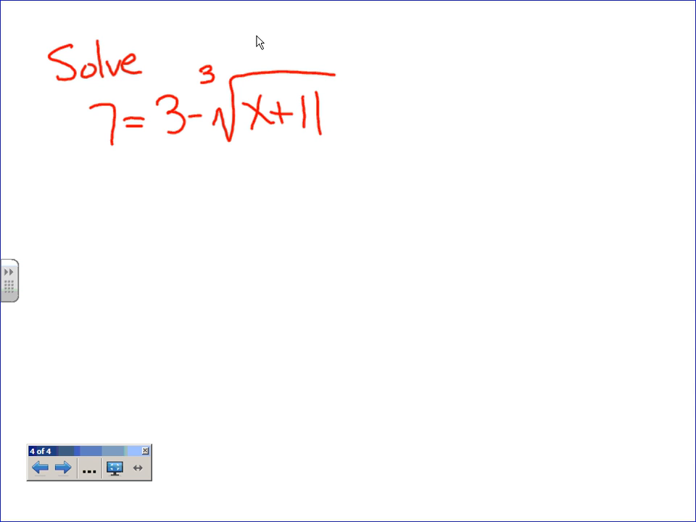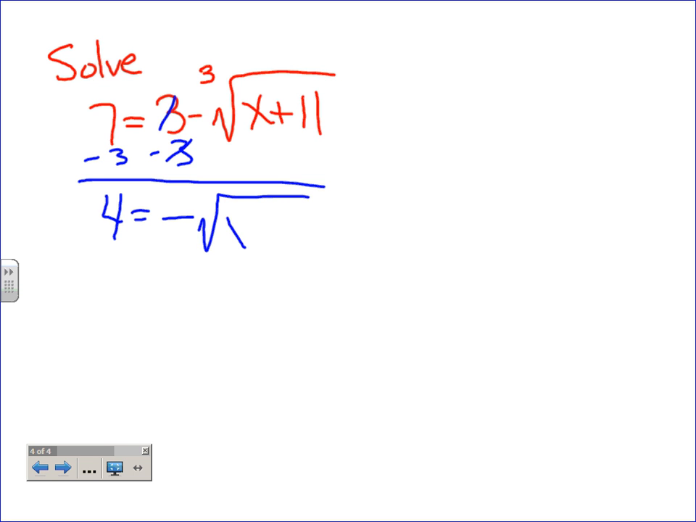What else is different about this one? Cube root, okay. So let's just try it, see what happens. I gave you some suggestions, right? Isolate the radical. Is it by itself? No, so subtract 3. So you get 4 equals negative that, correct?